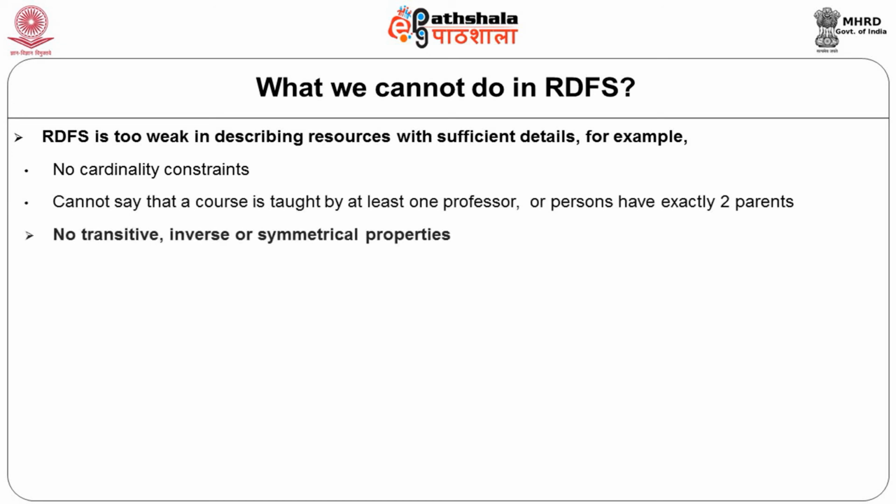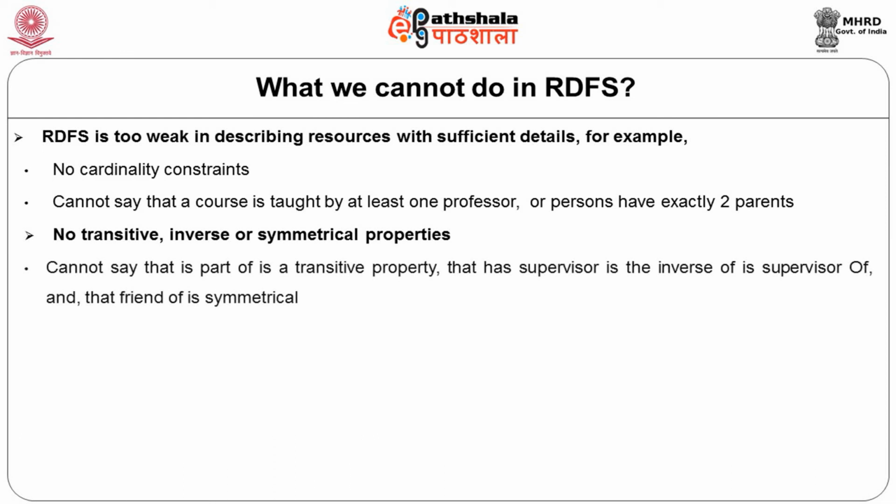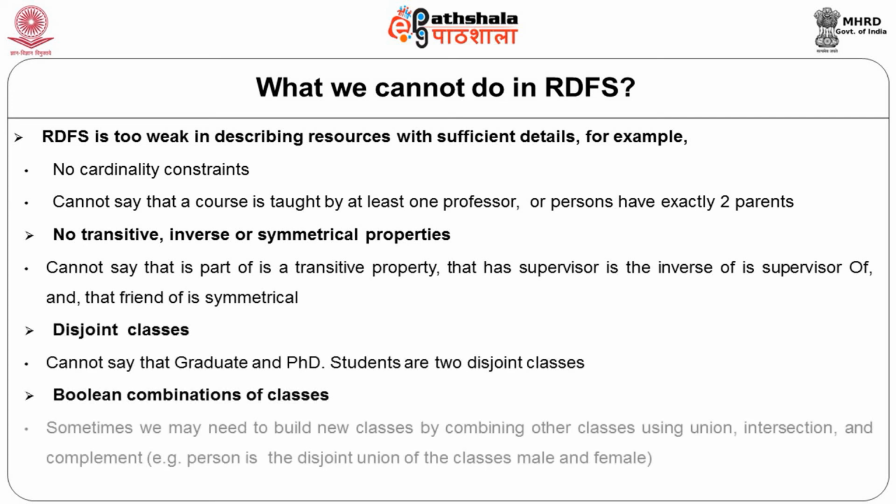We cannot say anything about transitive, inverse or symmetrical properties, like we cannot say that "is part of" is a transitive property. Or we cannot say that graduate and PhD students are two disjoint classes. Similarly, there are many other limitations, or we can say that we cannot express certain kinds of semantics within RDFS.